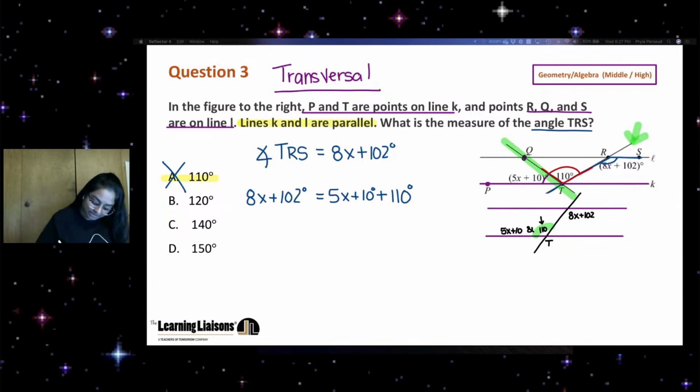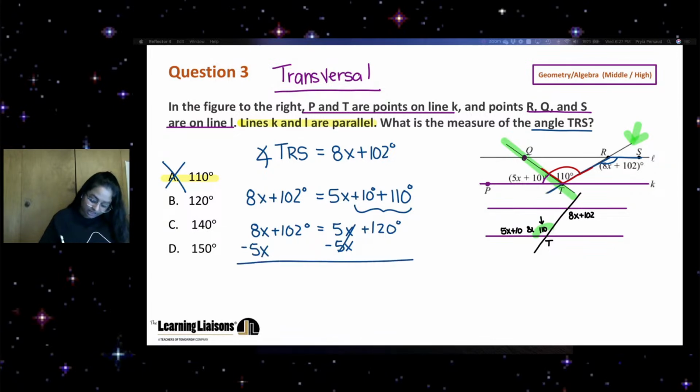Right, so we're going to combine like terms on the right side. Keep what we have on the left side. 110 plus 10 gives us 120. I'm going to subtract 5x on both sides, right? Remember, we need to do the opposite of what we have. So we have a plus 5x, so we're going to subtract it, and we're going to get 3x plus 102 is equal to 120. All right, now we're almost there. We have to subtract 102 on both sides.